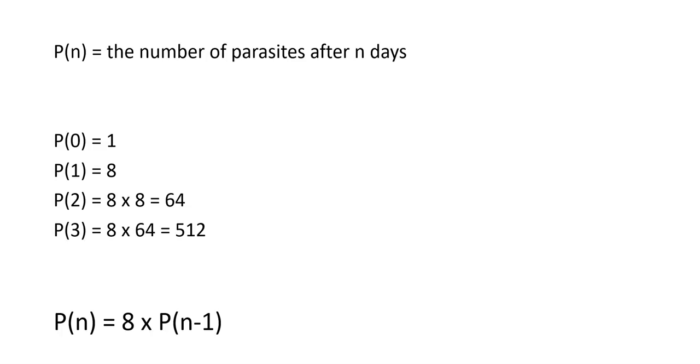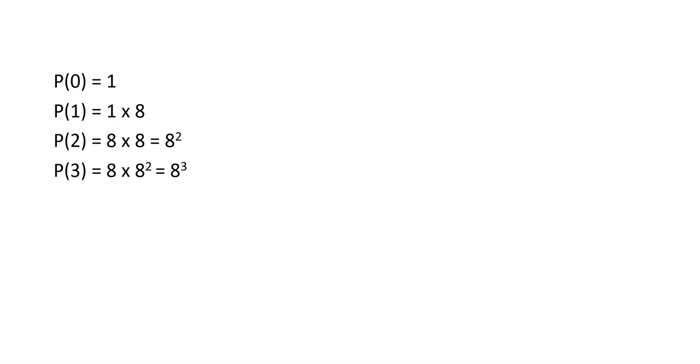Now we can also look at this and try to write this equation explicitly. If I go back and think about this in a different way, on day 0 I had 1 parasite. On day 1 that one would replicate to be 1 times 8, which is 8. On the second day, I would have 8 parasites for each of the ones I had on day 1, 8 times 8, which I can write as 8 squared. If I continue this on the third day, I would have 8 times 8 squared, which would give me 8 cubed.